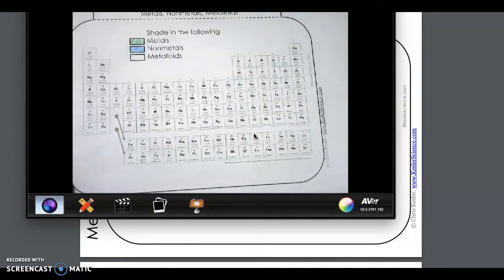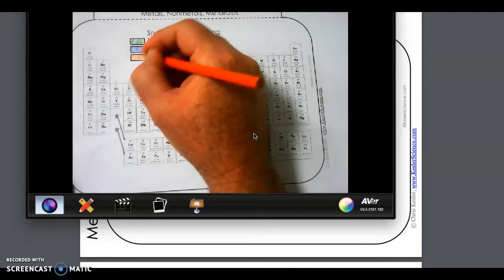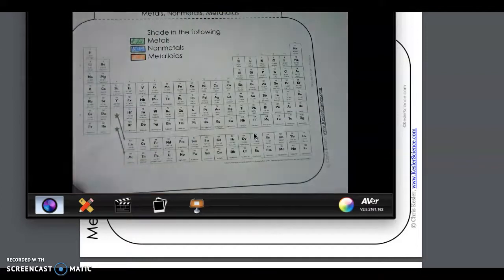And I'm going to go orange for my metalloids. So now we need to fill these guys in. Now I like to start, if I'm doing something like this, by filling in the metalloids first, because once I've got those, I know all one side is metals and the other side is nonmetals.